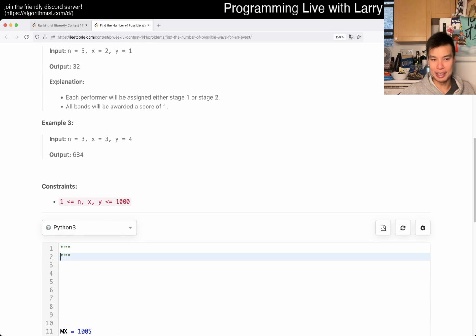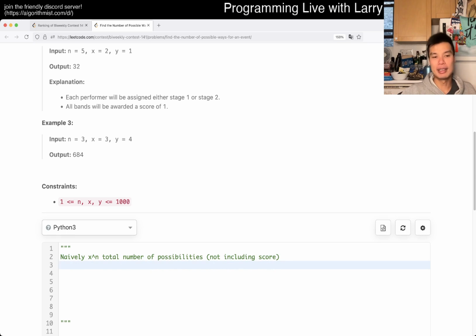Immediately I'm just going to take notes for y'all. Let me step back for a second and just say, naively, you can have x to the n total number of possibilities, right? Not counting score, but counting score, the distribution now matters.